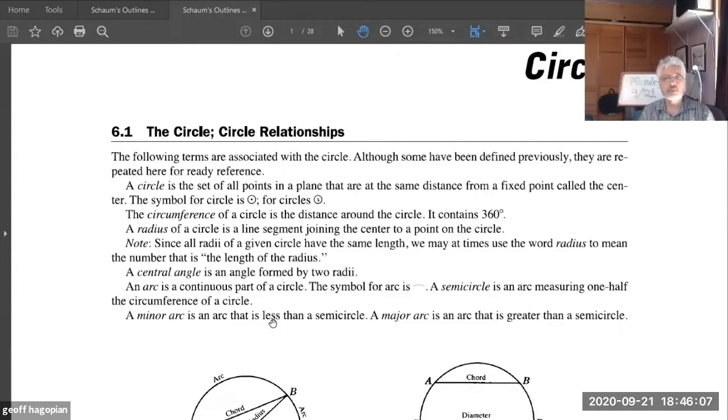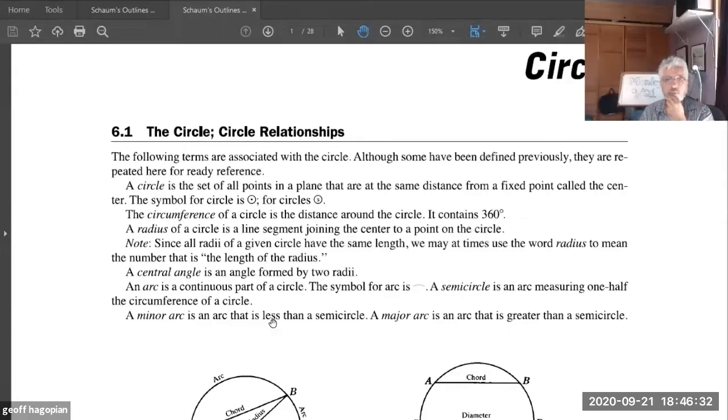A circle is a set of all points equidistant from a fixed point called the center. The circumference of a circle is the distance around the circle. It contains 360 degrees. So the degree measure of the circumference is 360 degrees. The radius of a circle is a line segment from the center to a point on the circle. We know all these, right?